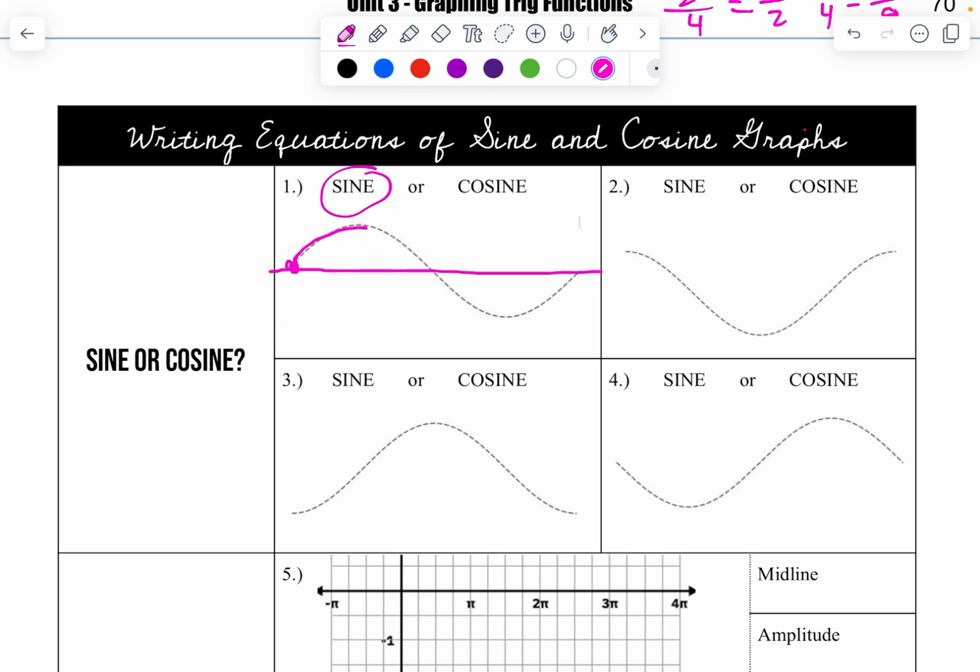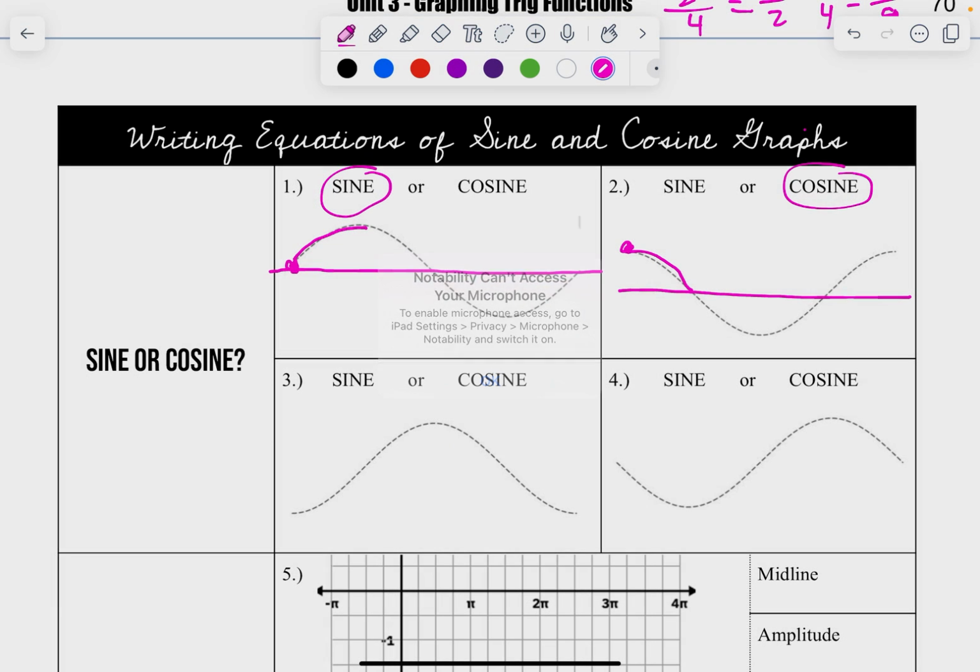Whereas over here, if I draw the midline for this one, we can see it's starting up at the maximum and then coming down, so that's the cosine function. Because remember, the sine of 0 degrees is 0, and the cosine of 0 degrees is 1. So sine starts on the midline, cosine starts up at the maximum, and then comes down.